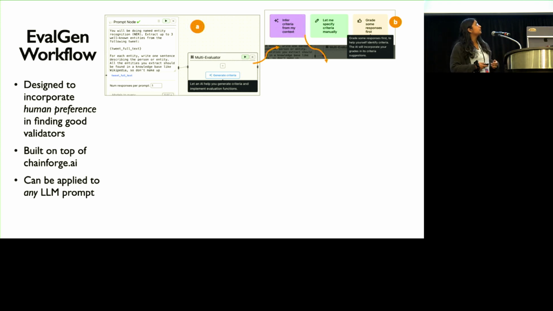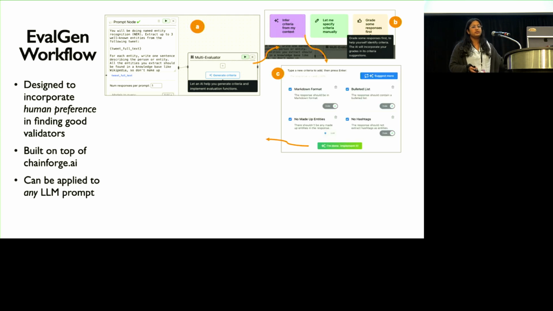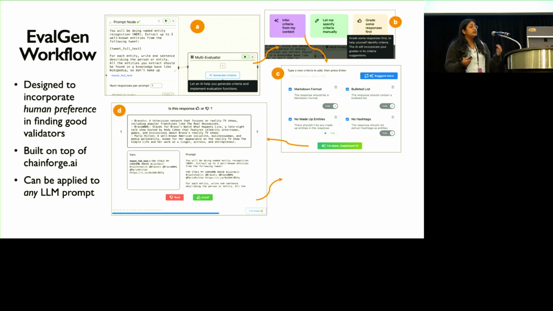Suppose the user wants EvalGen to suggest evaluation criteria. EvalGen will come up with a small number of binary criteria that can either be evaluated with a code function, a Python function, or a large language model. Users can edit this, add to this, toggle between code and LLM, make modifications as they see fit. Once they finalize their initial set of validators, we take them to a grading screen. In the front end, the user is presented with an LLM output to grade as good or bad. They can give a thumbs up, thumbs down, and keep going.